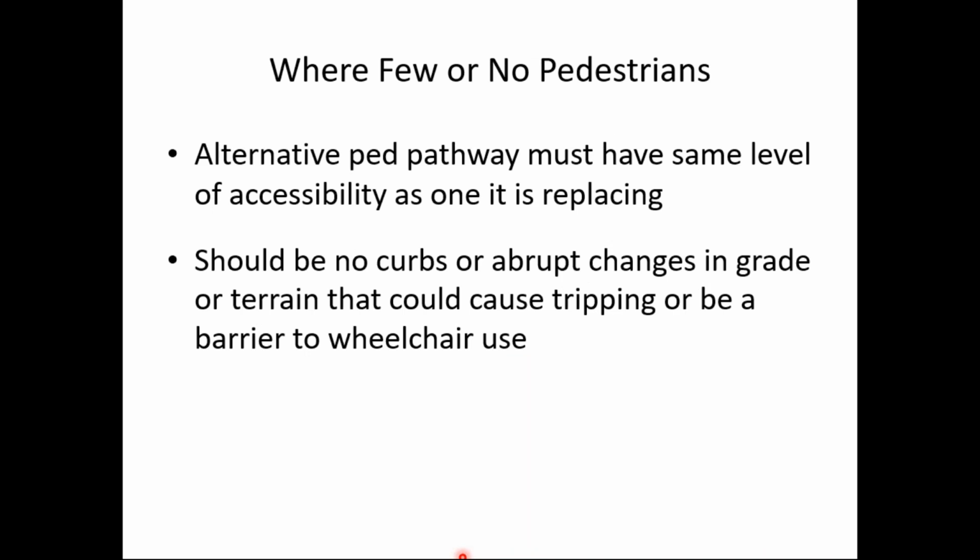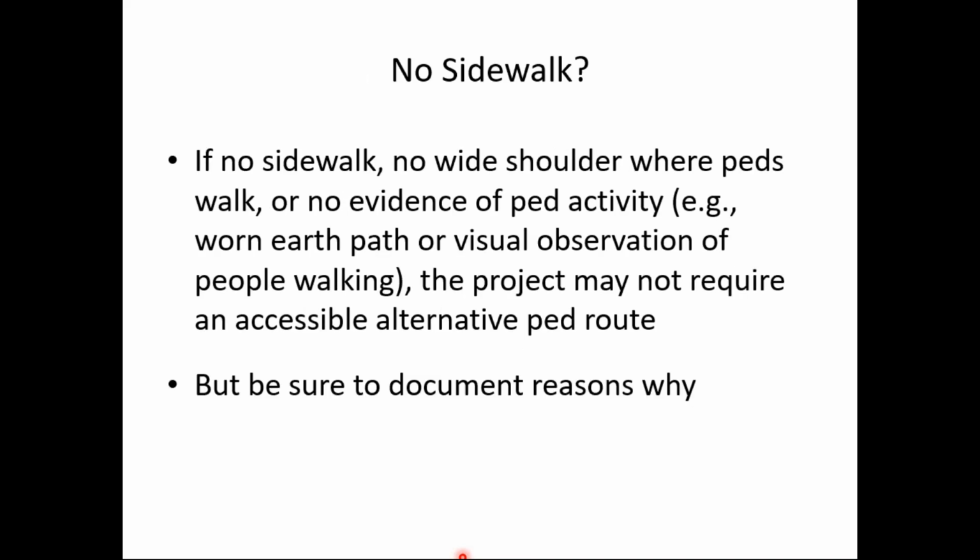What about if you have areas where there's few or no pedestrians? Well, under PROWAG, that alternative pathway still has to have the same level of accessibility as the one it's replacing. And keep in mind, there should be no curbs or abrupt changes in grade or terrain that could be a tripping hazard or a barrier to wheelchair use. Now, a question sometimes comes up in these classes. What if I don't have a sidewalk? And what if it's on the outskirts of town? Do we still have to comply with all of these requirements you've been talking about?